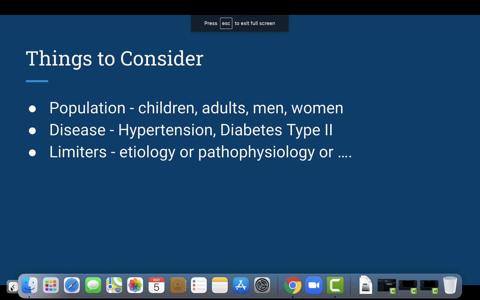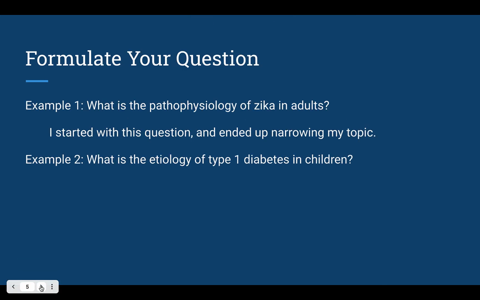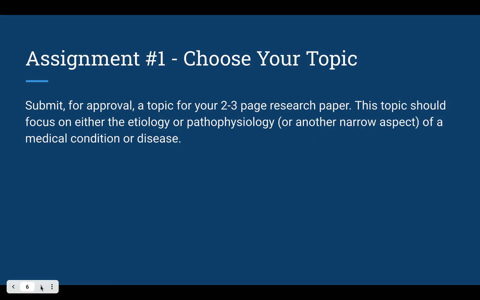After you've narrowed down your topic and formulated your question, you're going to do your assignment. And this assignment is really simple. You're just going to choose your topic. So you're going to submit for my approval a topic for your 2 to 3 page research paper. Remember, this is only 2 to 3 pages.